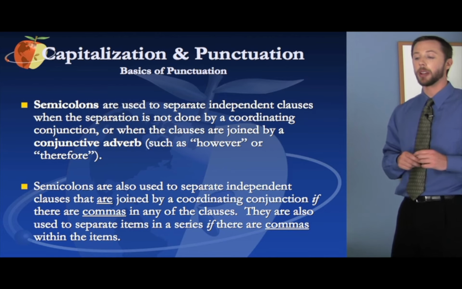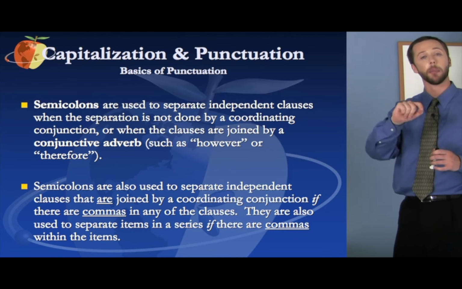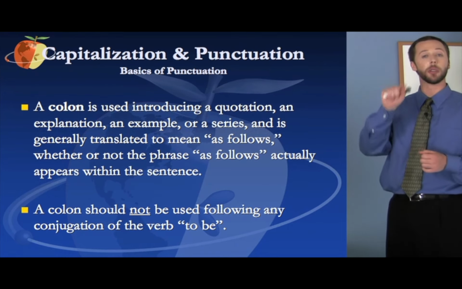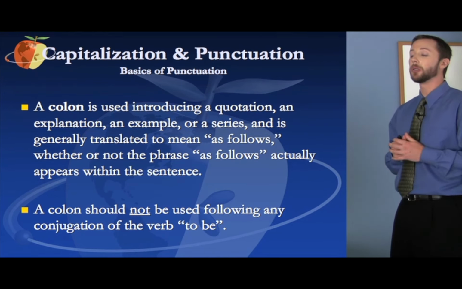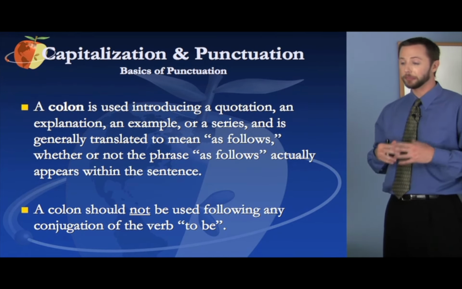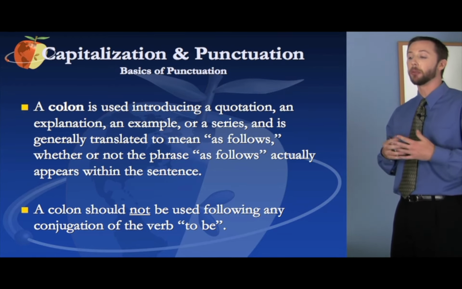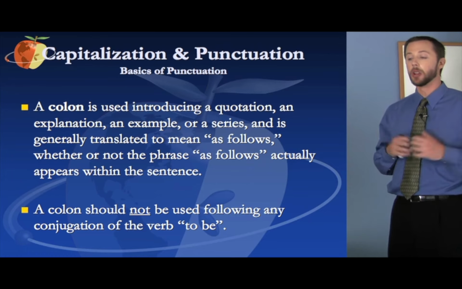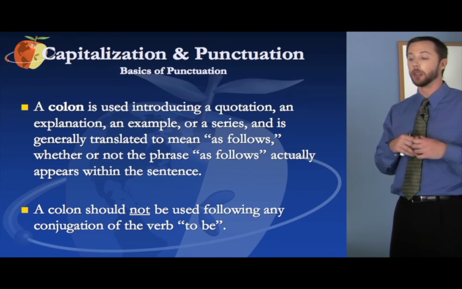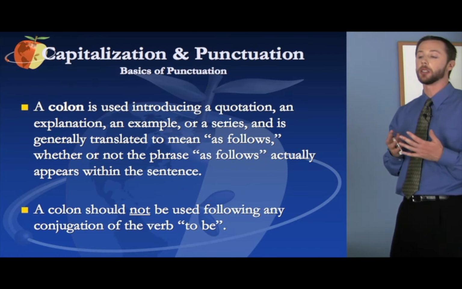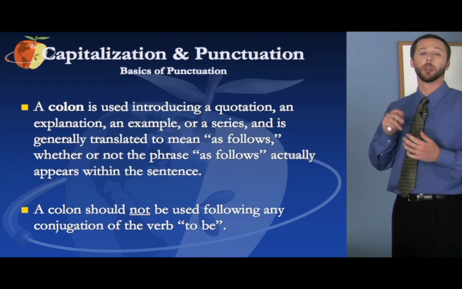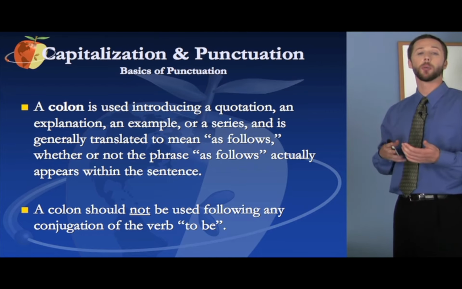And remember, a semicolon is just a dot with a comma underneath it. A colon, which is just two dots, is used for introducing a quotation, explanation, an example, or a series. And it's generally translated to mean "as follows," whether or not the phrase "as follows" actually appears within the sentence. So you could say, "Here are some things I like: snowboarding, swimming, and reading."